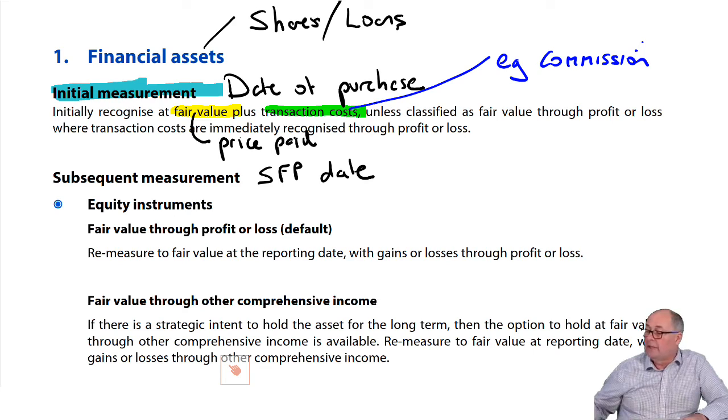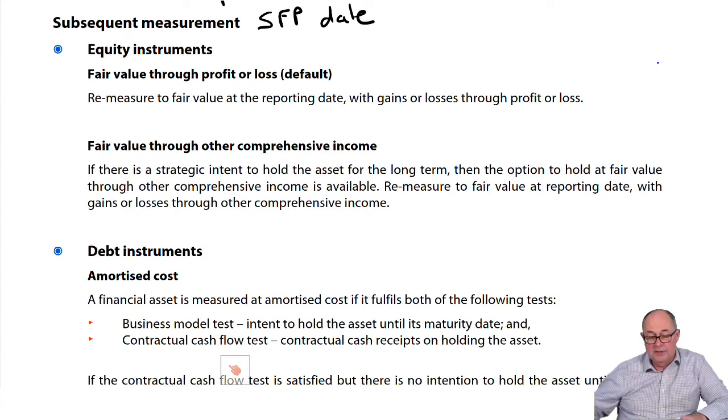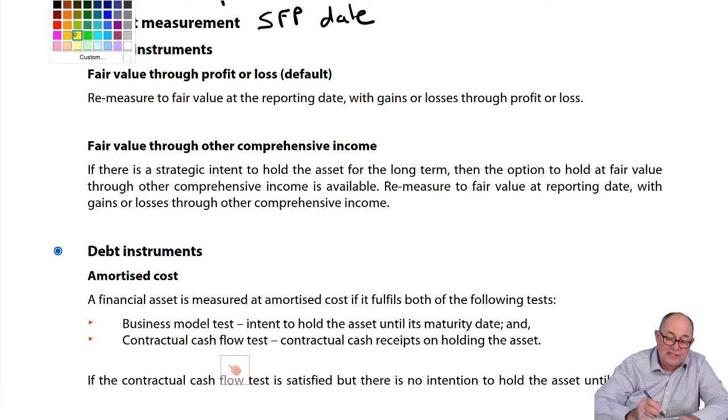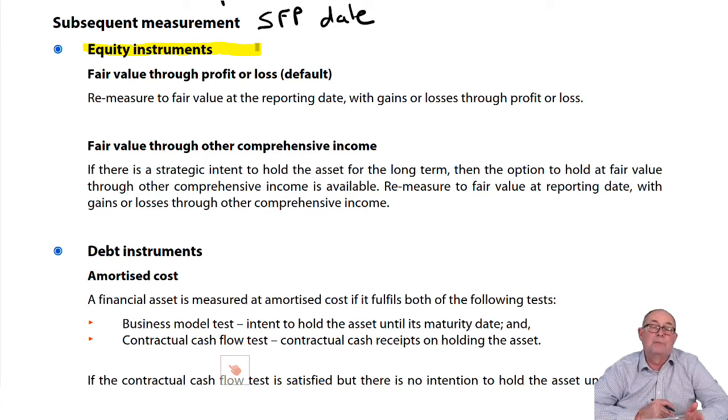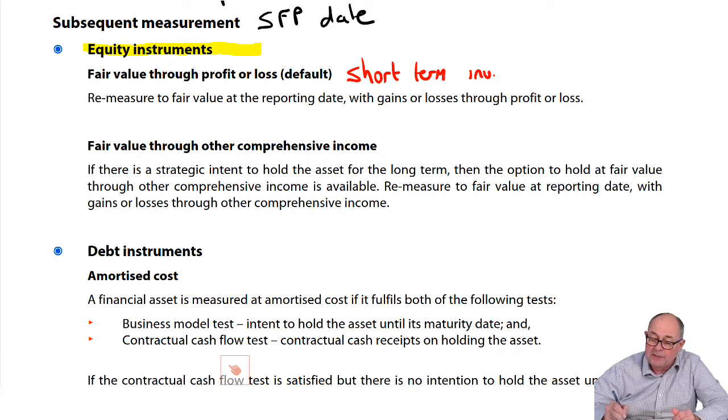So we're going to start by looking at shares, and then afterwards we'll have a look at lending money to other organizations, or debt. So shares first of all. I've bought some shares in another company. The question is, have I bought the shares for the short term or the long term? There are different rules depending on whether the investment is a short-term investment or a long-term investment.